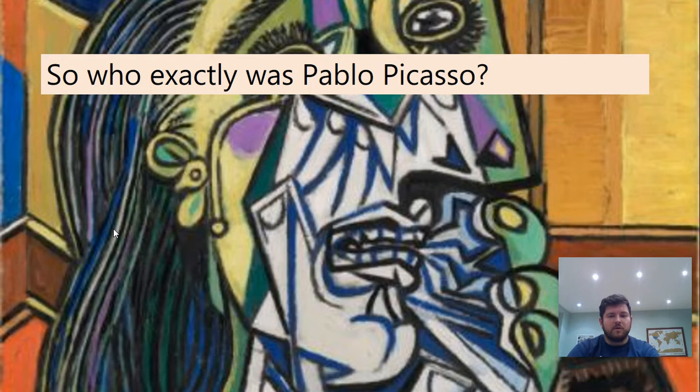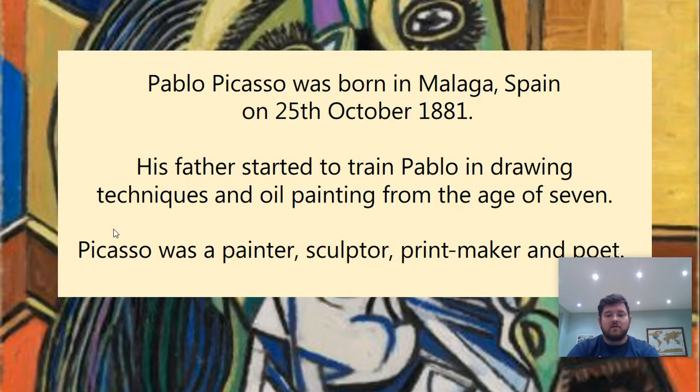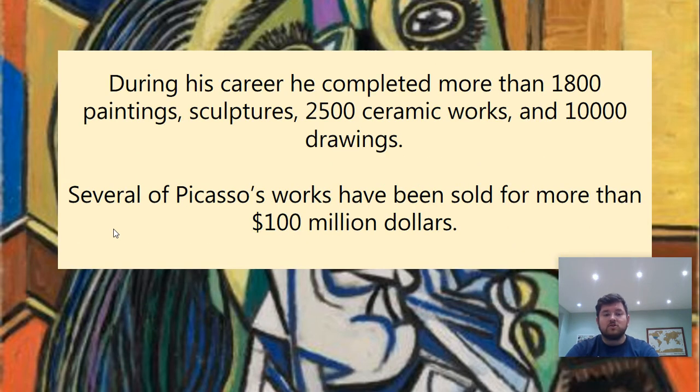So who exactly was Pablo Picasso? He was born in Malaga in Spain on 25th of October, even, 1881. And his father started to train Pablo in drawing techniques and oil painting from the age of 7. Picasso was a painter, sculptor, printmaker, and poet. During his career, he completed more than 1,800 paintings, sculptures, 2,500 ceramic works, and 10,000 drawings. Several of Picasso's works have been sold for more than $100 million.